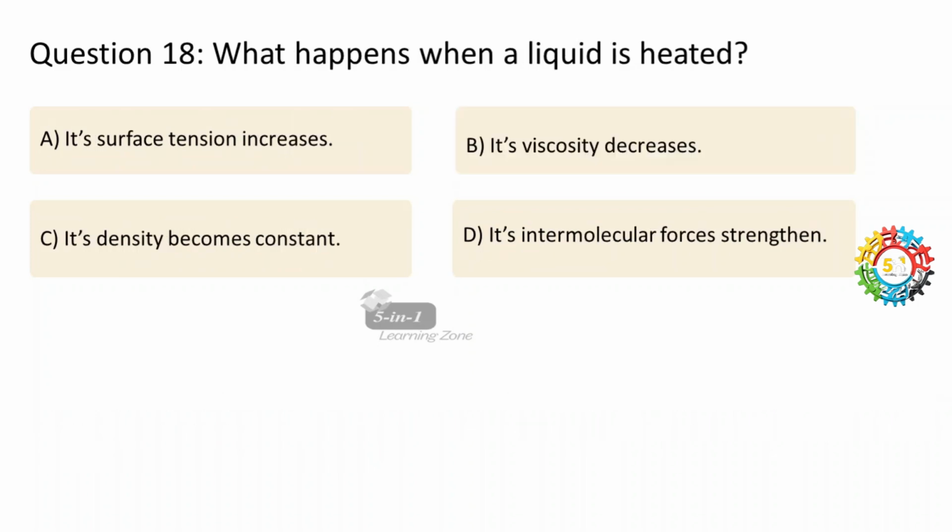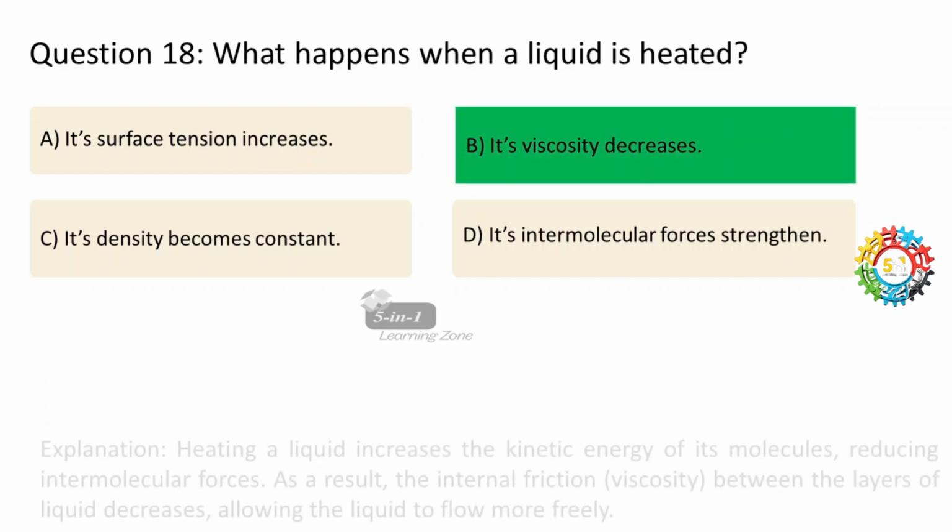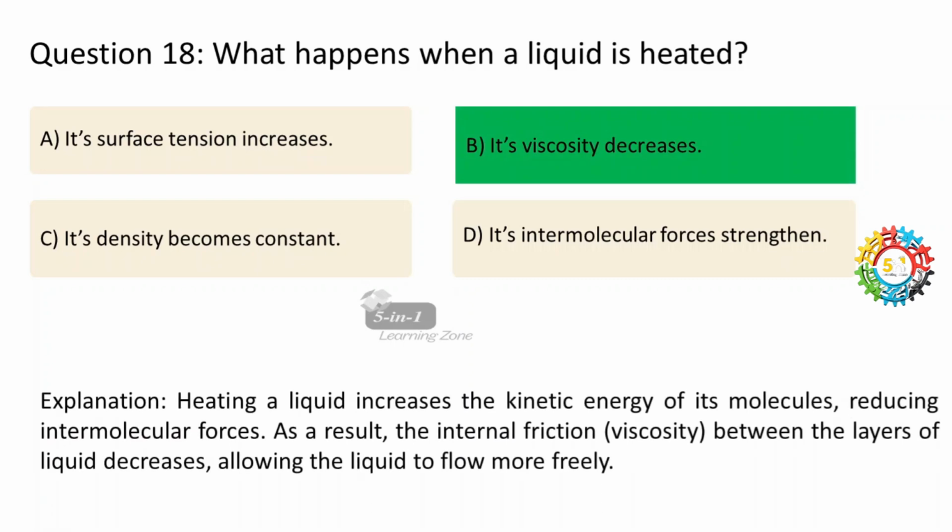18. What happens when a liquid is heated? Answer: B. Its viscosity decreases. Explanation: heating a liquid increases the kinetic energy of its molecules, reducing intermolecular forces. As a result, the internal friction (viscosity) between the layers of liquid decreases, allowing the liquid to flow more freely.